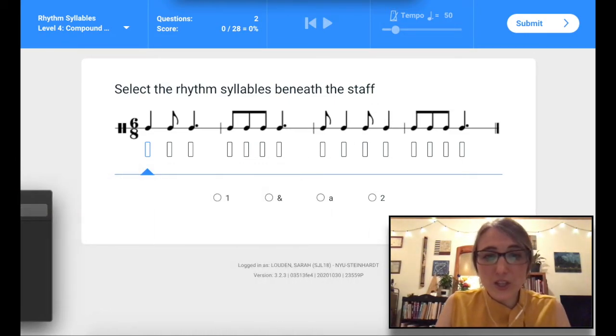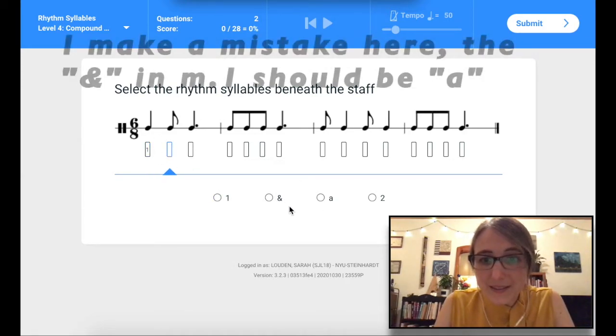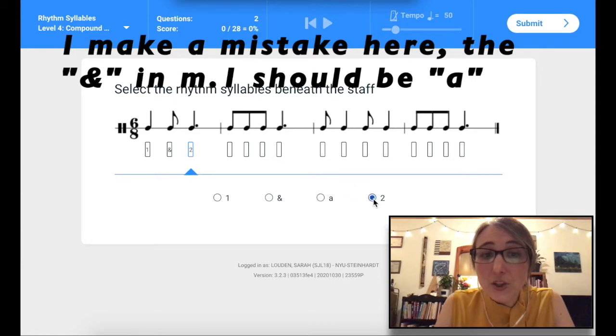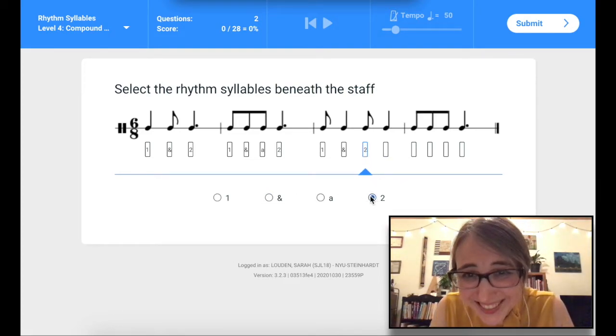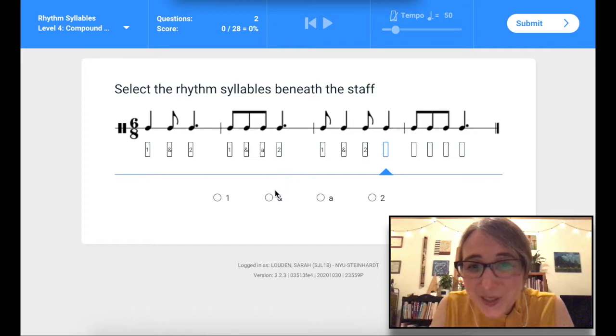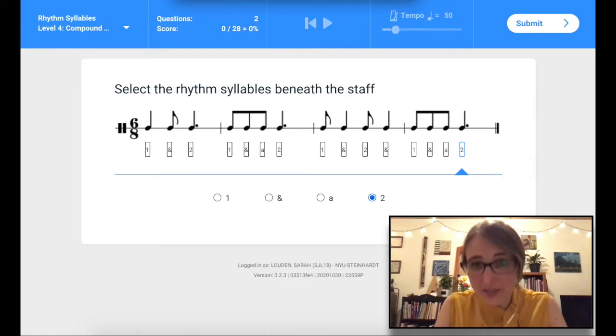Okay, so let's just pop these in real quick. So this would be 1 and and then my 2 and. 1 and a, 2 and a, 1 and a, 2 and, oops, sorry, 2 and a, 1 and a, 2. Okay, so then let's just real quick, let's read the whole rhythm.